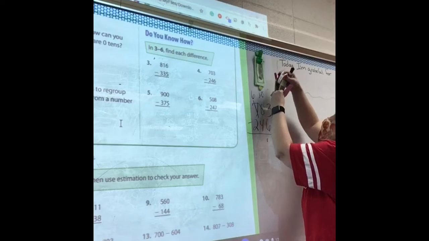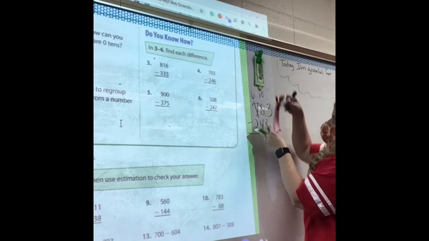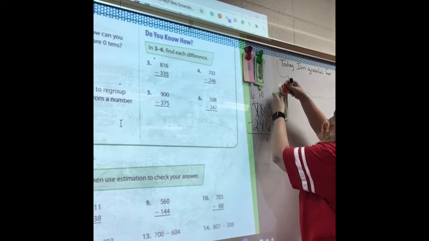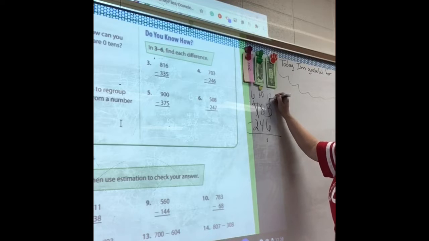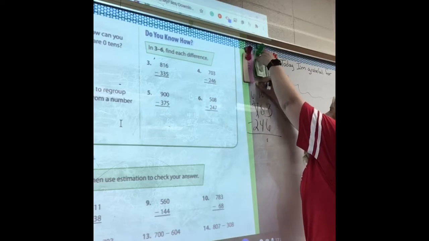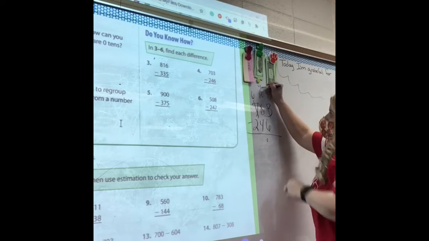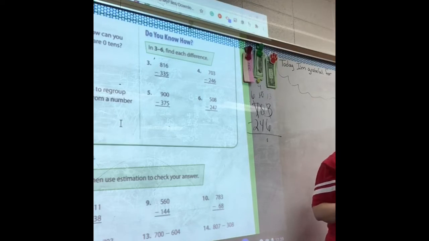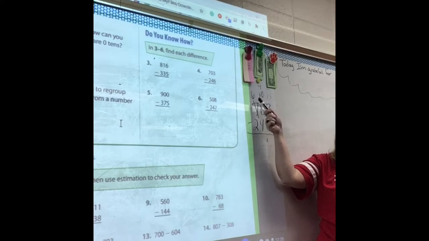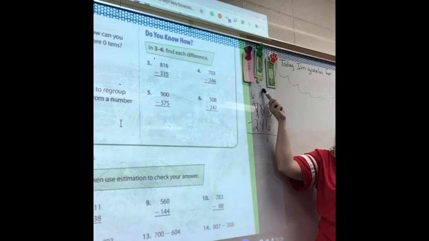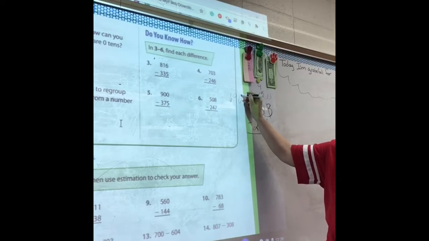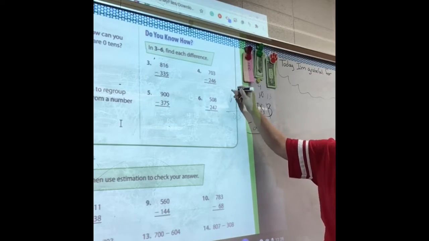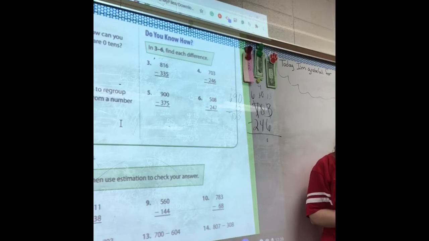I gotta switch clips because this one won't hold 13. Okay, so 13 1s now, right? So this 3 is now what? 13, and the 10 is now a 9. Okay, so let's make sure we still have $703. You with me? Yep. So the 6 is worth 600 and the 9 is worth 90, so I have 690 plus 13. That's 703, so I'm still good, right? Yeah?